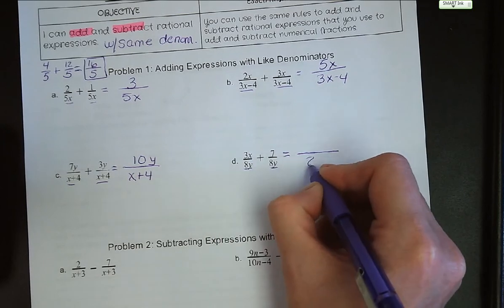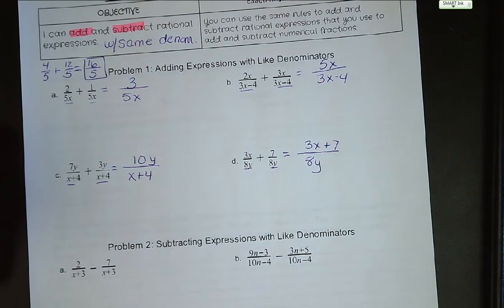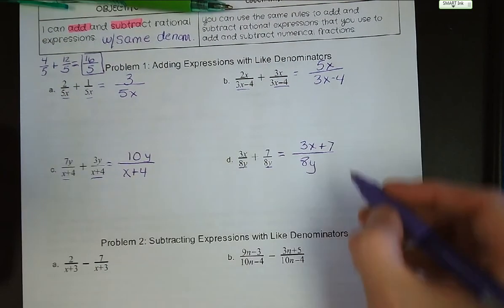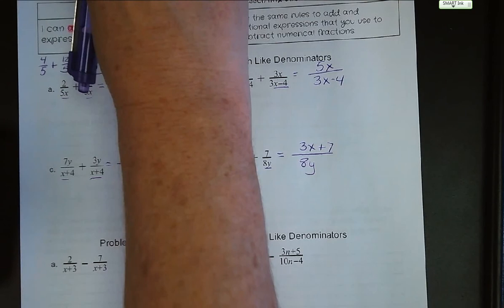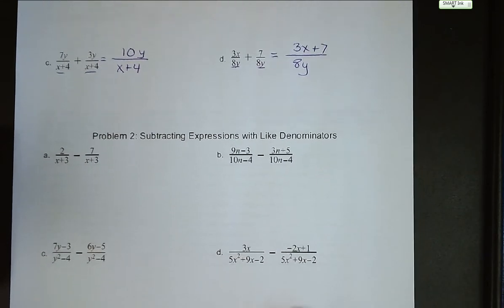So letter D, we have 8y as our common denominator. 3x plus 7, can we combine those? They are not like terms. So no, we cannot. 3x plus 7 it is. All right, problem number 2.